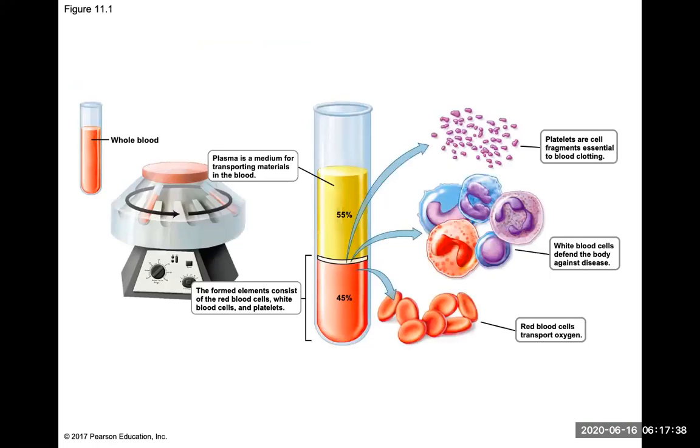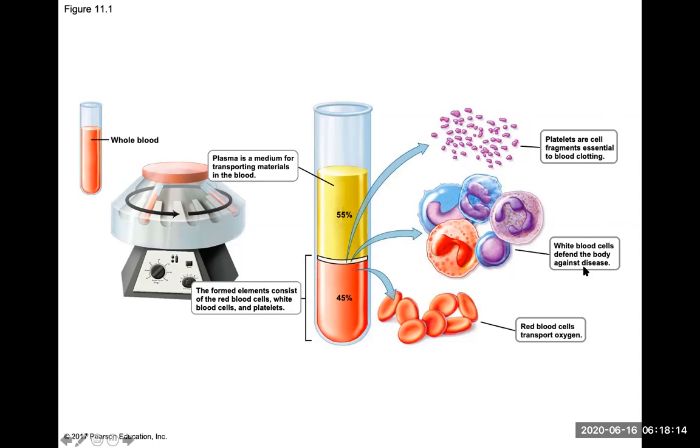This is a common picture you should be familiar with. When they take your blood as a sample, it looks completely red, and then they centrifuge it, spin it down extremely quickly, and it separates out so that the plasma is on the top. The formed elements will be on the bottom, and the formed elements again consist of your red blood cells, white blood cells, and platelets. Your platelets are cell fragments essential to help clot your blood. If you get injured, they'll go to that location and try to keep you from bleeding, basically.